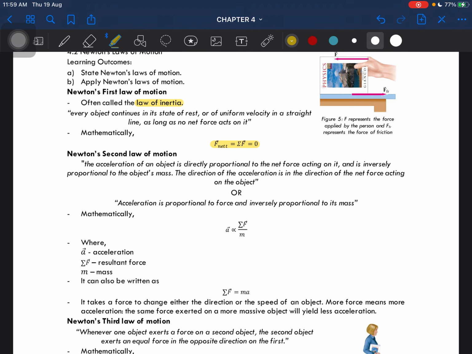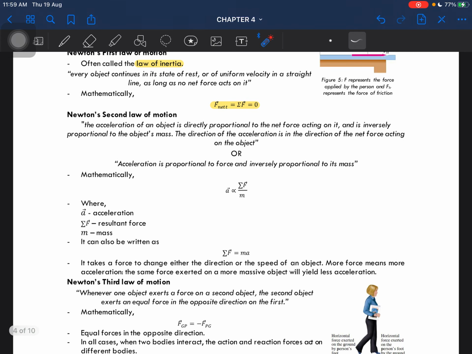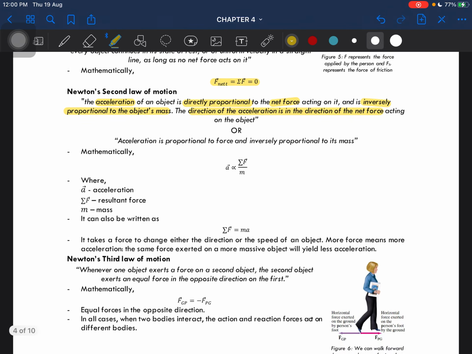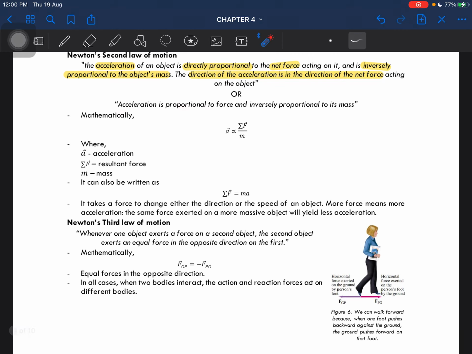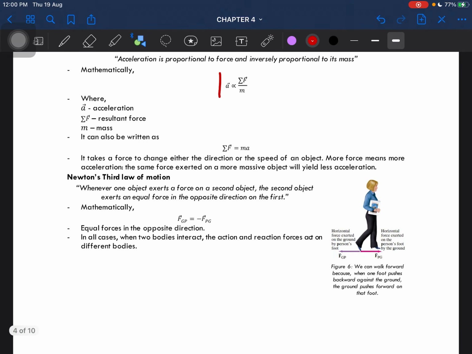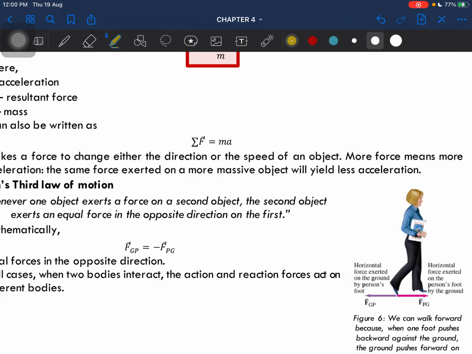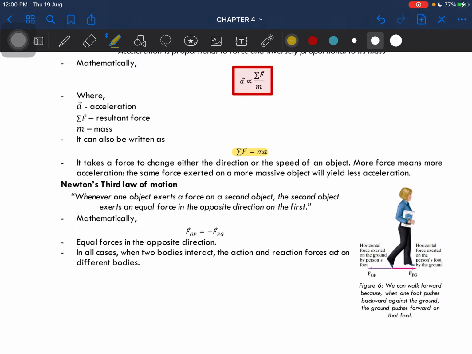The second law states that the acceleration of an object is directly proportional to the net force acting on it and is inversely proportional to the object's mass. The direction of the acceleration is in the direction of the net force acting on the object. In short, acceleration is proportional to force and inversely proportional to mass. Mathematically we can write it like this, where a is the acceleration. It can also be written as something you are very familiar with, F equals ma.